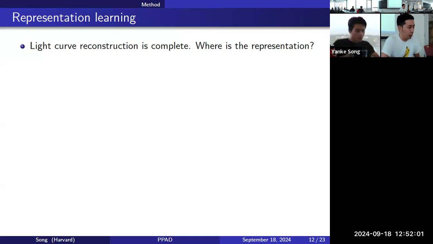But remember our original motivation, right? We not only need to do the light curve reconstruction, but we also want to learn representations so that we can use those representations for learning tasks. And up to now, I only have the reconstructed light curve. And obviously, I don't want to take those light curves and feed them into another RNN, which is disjoint. So I want to learn them at the same time.